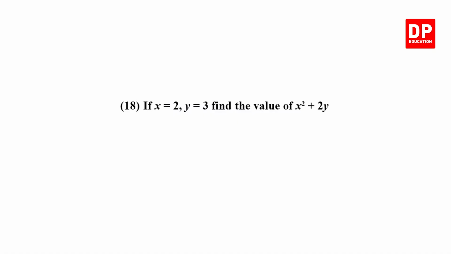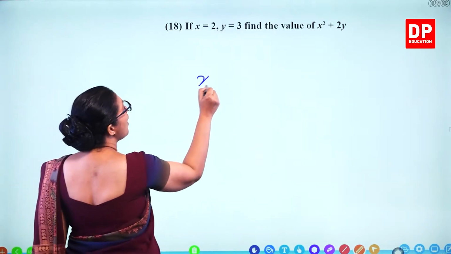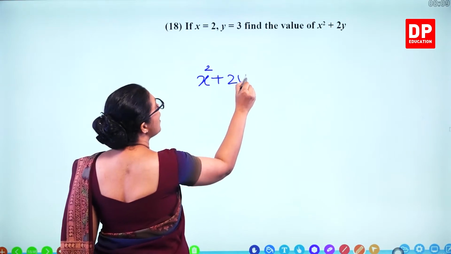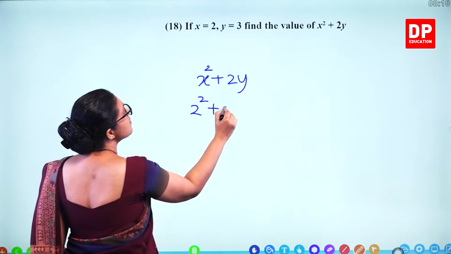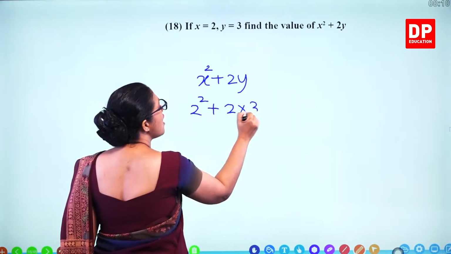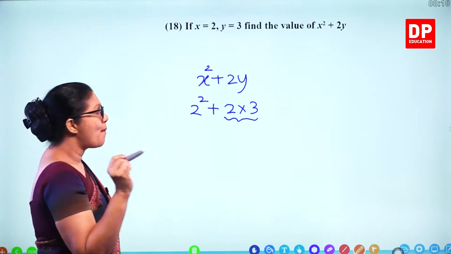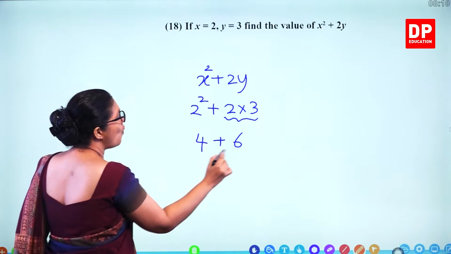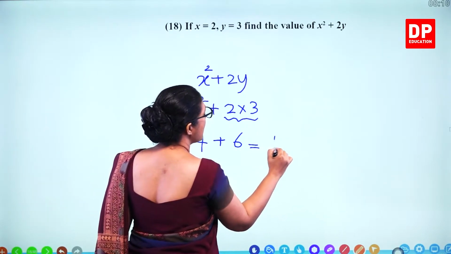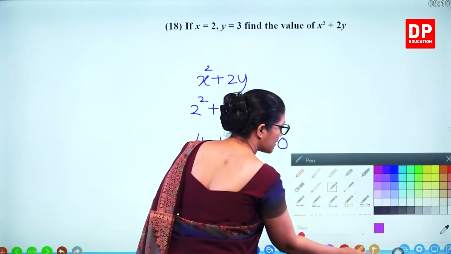Question number 18. If x equals 2, y equals 3, find the value of x squared plus 2y. So just substitute x equals 2, 2 squared plus, y equals 3, 2 times 3. Multiplication first according to BODMAS. 3 times 2, 6 and 2 squared is 4. 4 plus 6 becomes 10. So 2 marks for that.